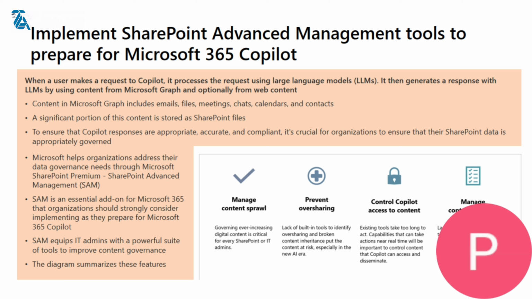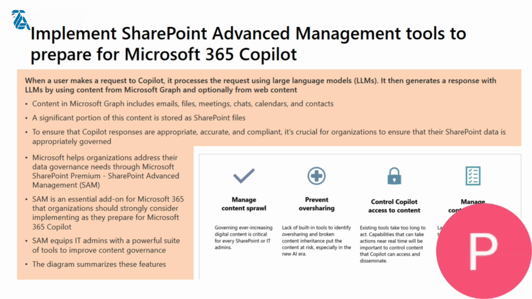So let's say you have a user, right? When a user makes a request to Copilot, it utilizes the large language models to process and understand the input, and then Copilot will generate a response. Because of this, we get potentially relevant information. So the flow of how Copilot interacts with the content from Microsoft Graph and SharePoint, and what the roles of data governance are. We will be going into detail on each part.